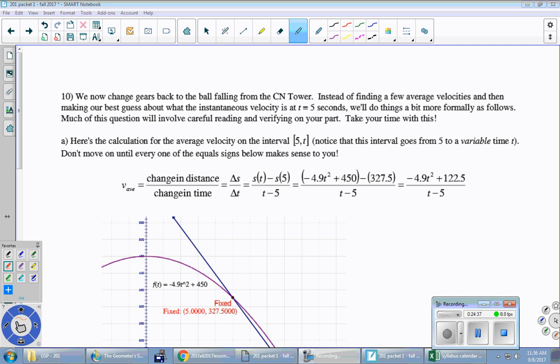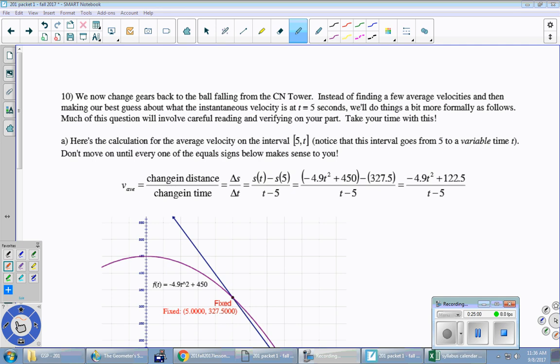Here's the calculation. We're back to dropping the ball from the top of that tower. And instead of going from 5 to 5.1, or 5 to 5.001, we're going to be very general here, and we're going to go from 5 to an arbitrary t. The generality is going to cost us more in terms of how difficult the calculations are, but it's going to give us more at the end of the day. It's going to give us a lot of flexibility.